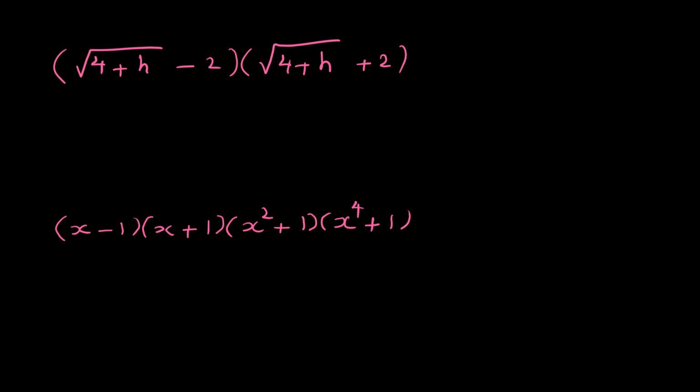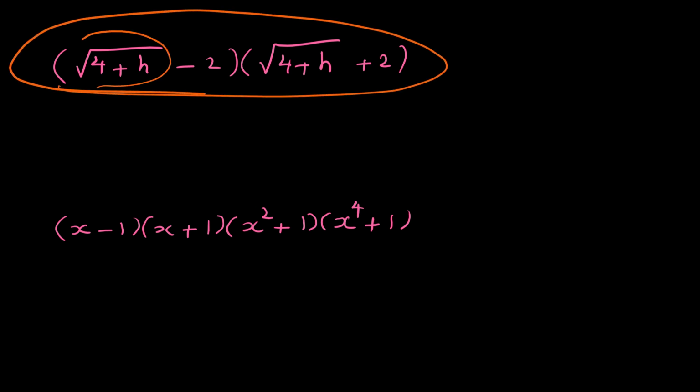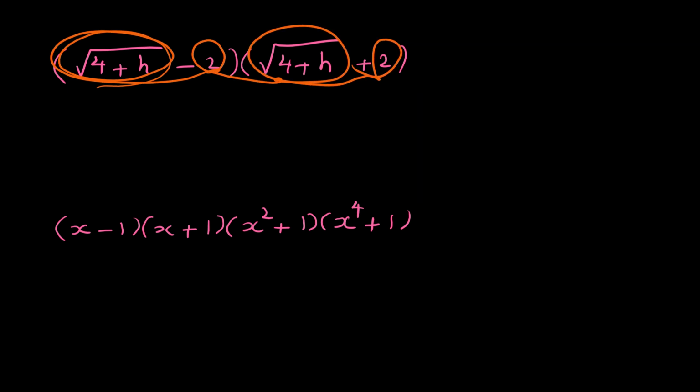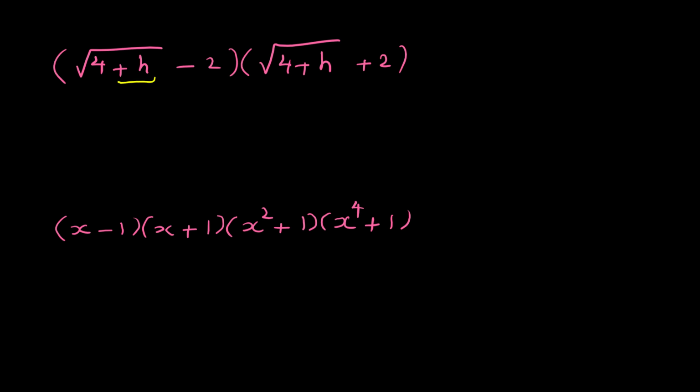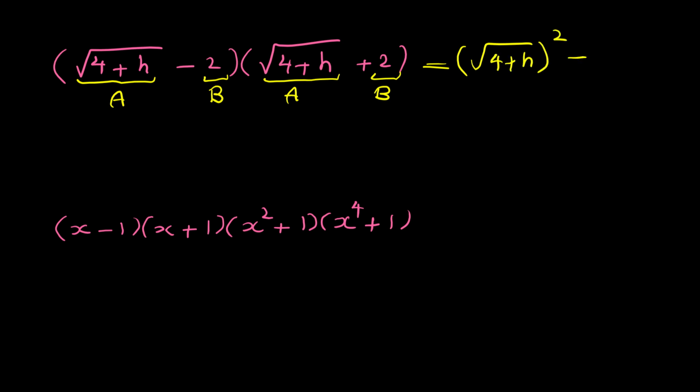Look at these examples. At first, it seems a really challenging question, but if you pay attention, A minus B, A plus B. So this is like A minus B, A plus B. What was the answer if you remember? The answer is A to the 2. What is A here in this example? Radical 4 plus H to the 2 minus B. What is B? B is 2 to the 2.